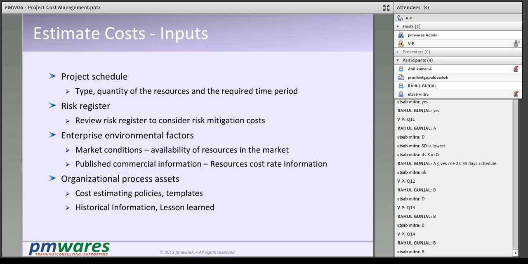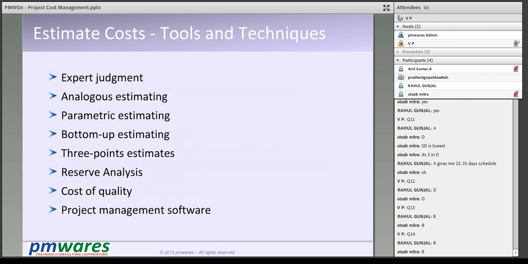So cost estimating is basically understanding the overall cost of the project. We use analogous estimates, which we learned yesterday. We use expert judgment, normally called WBS estimates. Parametric estimates, we learned, are based on historical information as well as formulas.